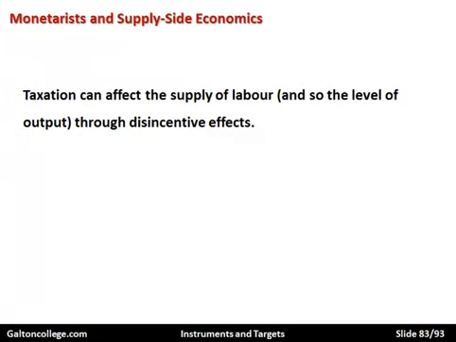Taxation can affect the supply of labour and also the level of output through disincentive effects. If people are heavily taxed, they don't want to work. If people pay 50% of their income in tax, they have less incentive to work. If they pay 30% in tax, they have more of an incentive to work. They're getting to keep more.